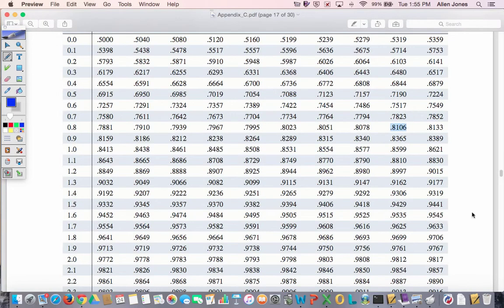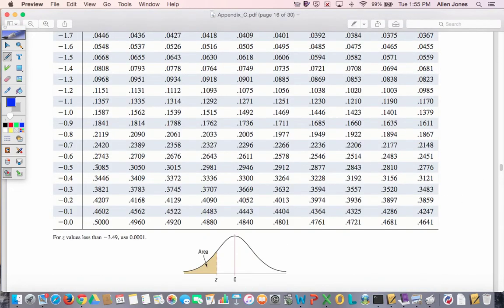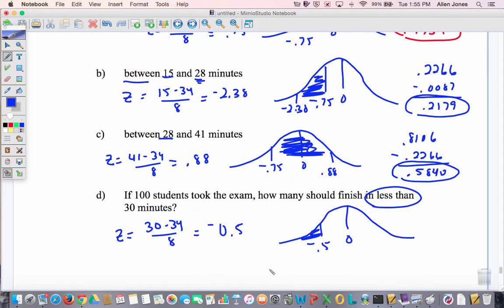0 here, negative 0.5. It says less than, so we're going to shade to the left. If we go to look up that number, negative 0.5 is right here, 0.3085. And 0.3085 is our probability, but this one says 100 are taking the test. So I take that times 100 students, or we would expect 30.85.